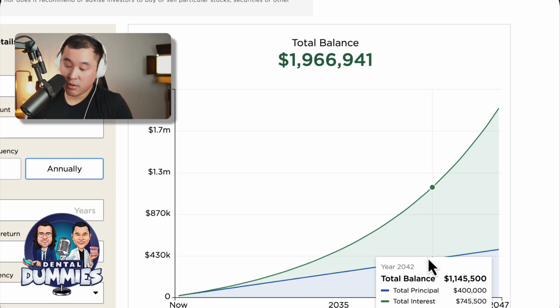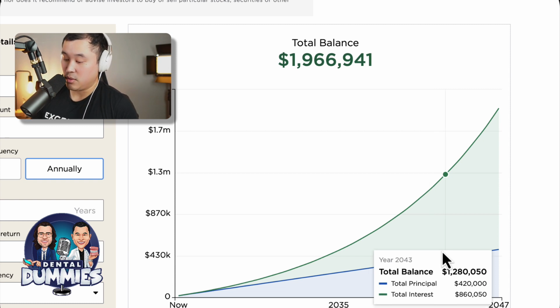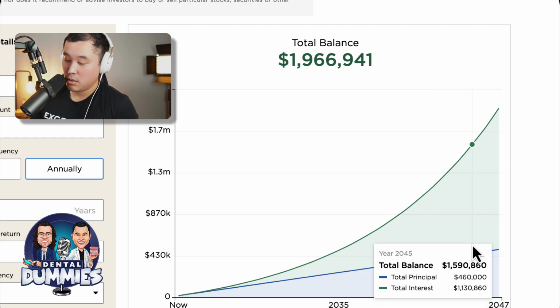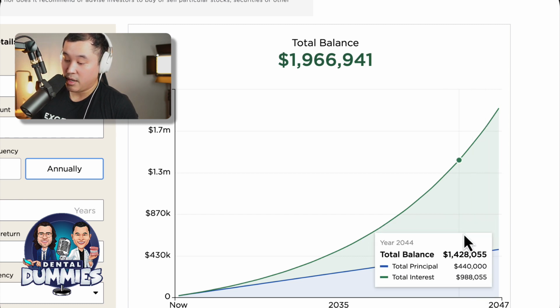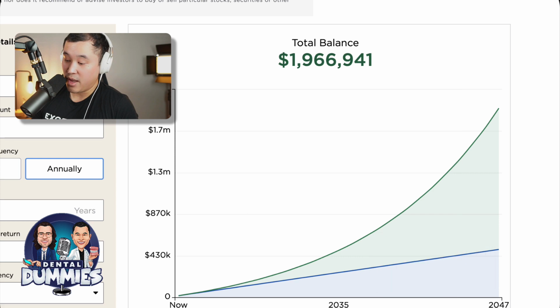Look at this. In the year 2040, $600,000 in interest. Six figures finally, with only $100,000, but your total balance was 1.4, 1.5. Your growth amount is just not very much at this point. Wow.